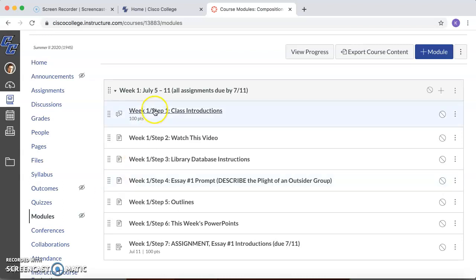I've got 7 steps outlined here, from class introductions to your first assignment, which is to write the first essay introduction, so 1 paragraph. You need to complete all of this by end of day 7/11, that's a Saturday.